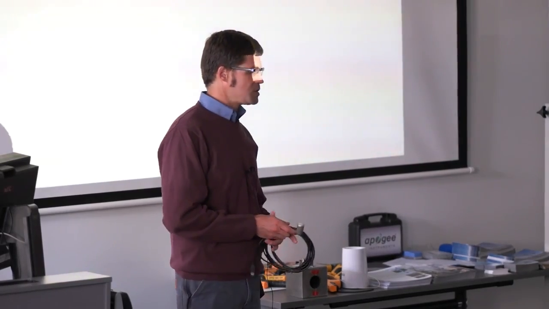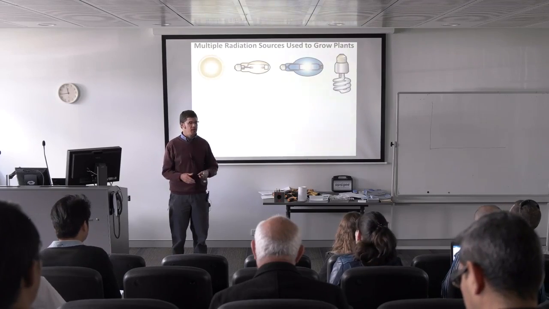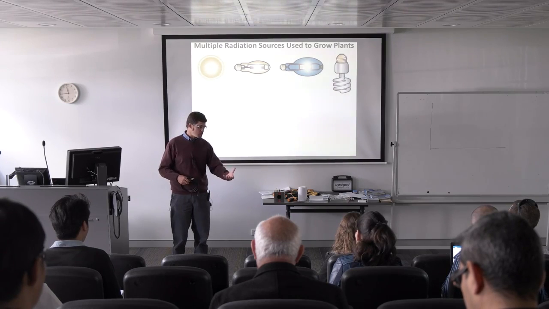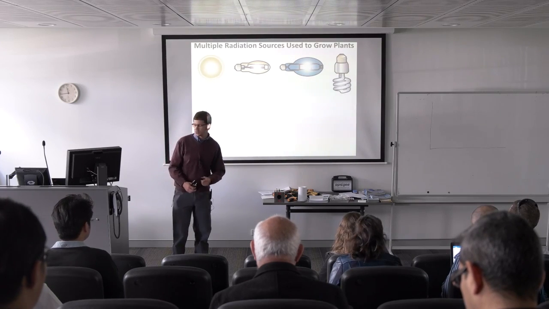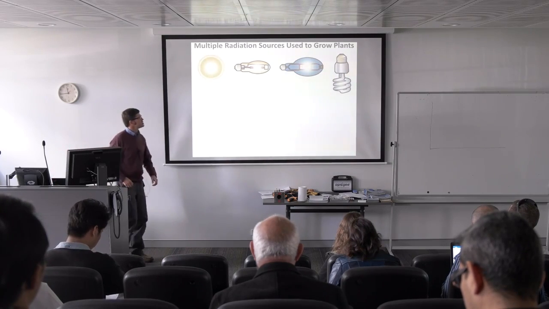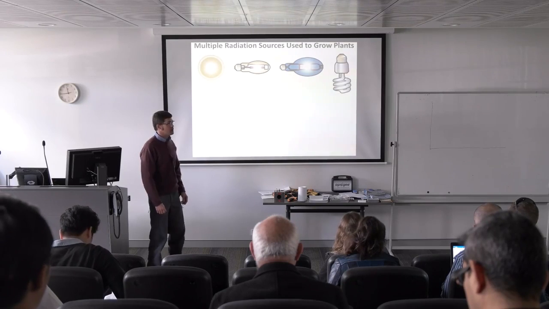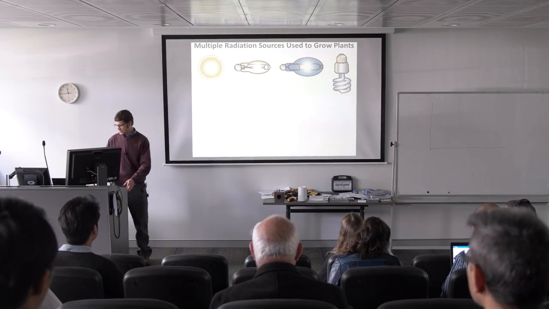The same wavelengths that the human eye sees are the same wavelengths that drive photosynthesis in plants. So it's an often used measurement in plant research because it tells us how much radiation is available, or how many photons are available to make photosynthesis happen. And there are multiple radiation sources used to grow plants. I'm showing some here. Sun, lots of different electric lights.